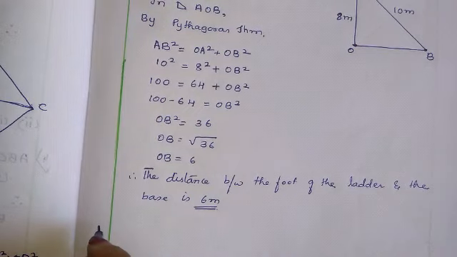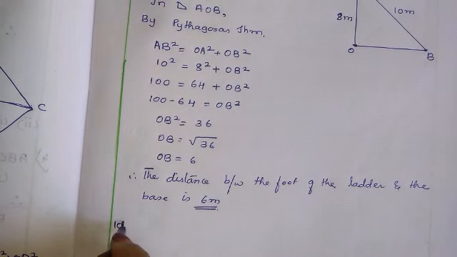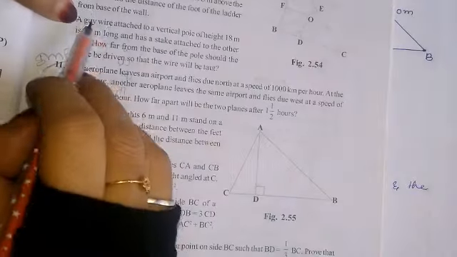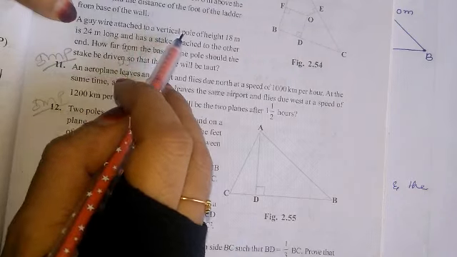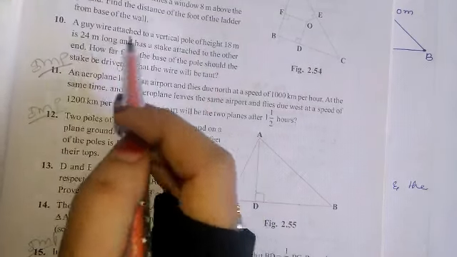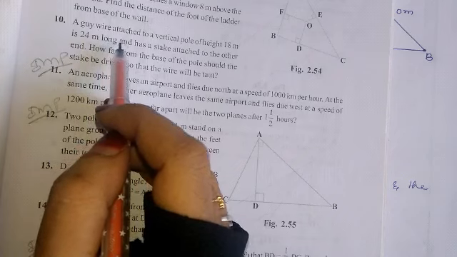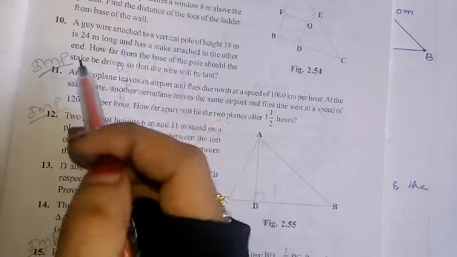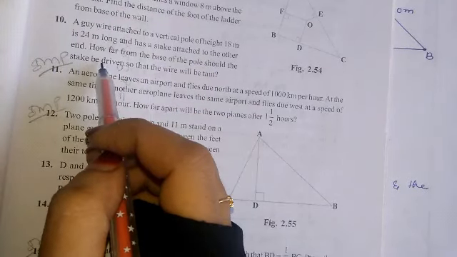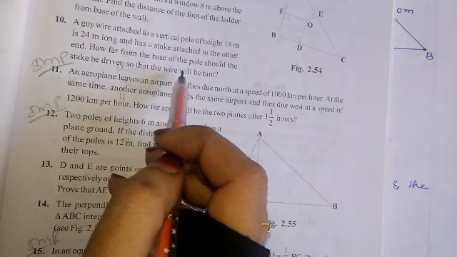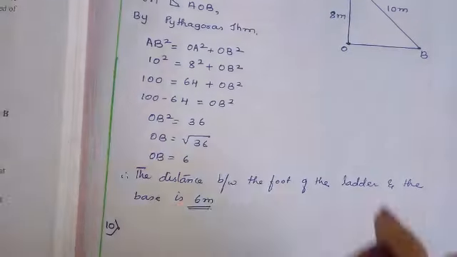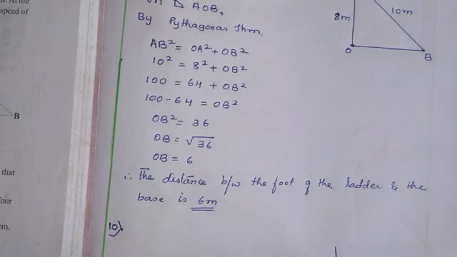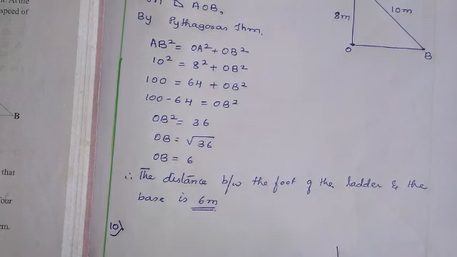Okay, this is question number 9. Now let us see the 10th, which you have to do exactly the same. A guy wire attached to a vertical pole of height 18 meter is 24 meter long and has a stake attached to the other end. How far from the base of the pole should the stake be driven so that the wire will be taut? Same exactly here. Ladder they have told, here wire. You have to try yourself, but I am just showing you how the figure will be.